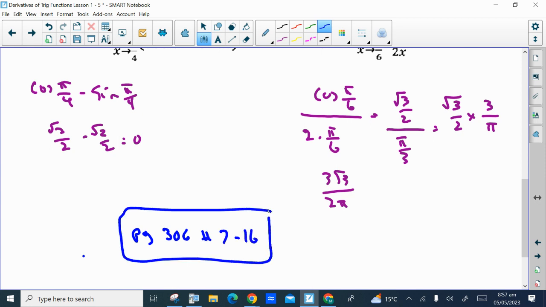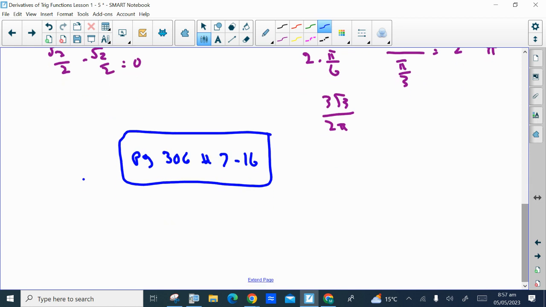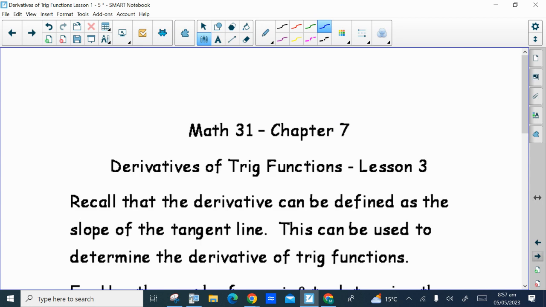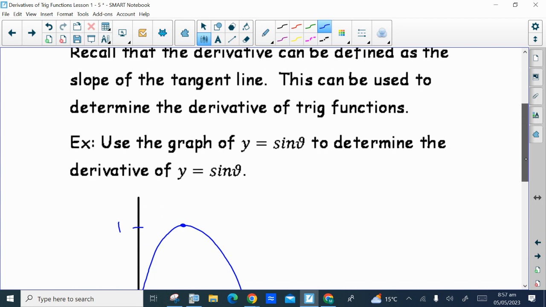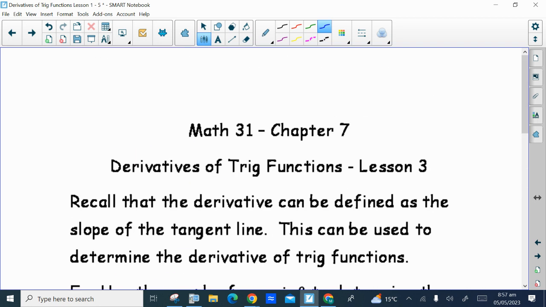So you can work on those questions. I will post those to Google Classroom so you can check your answers. Okay. And then Monday we'll start looking at the actual derivatives of trig functions.